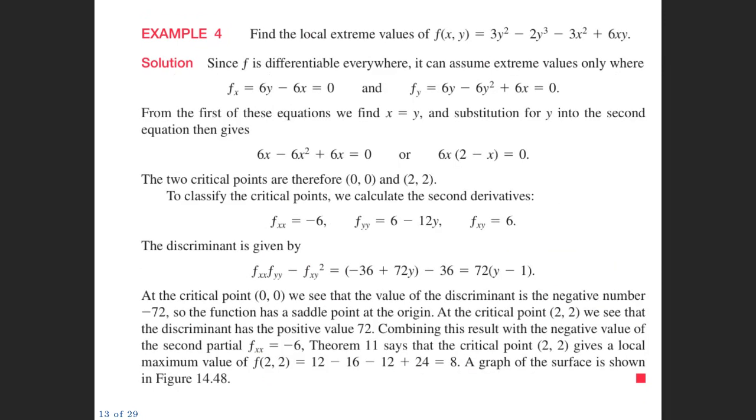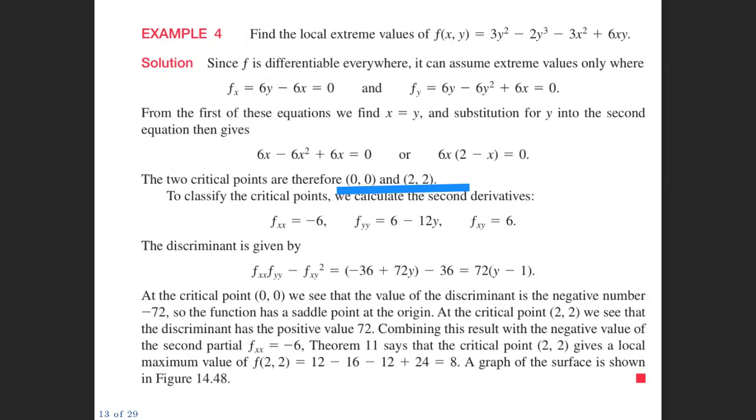Next example. Different function, 3y squared minus 2y cubed minus 3x squared plus 6xy. Again, this function is defined everywhere, it's differentiable everywhere. So we're just looking for the points where the first order partial derivatives are equal to 0. And I'm going to skip the details. You can check this. The critical points are 0, 0, and 2, 2.